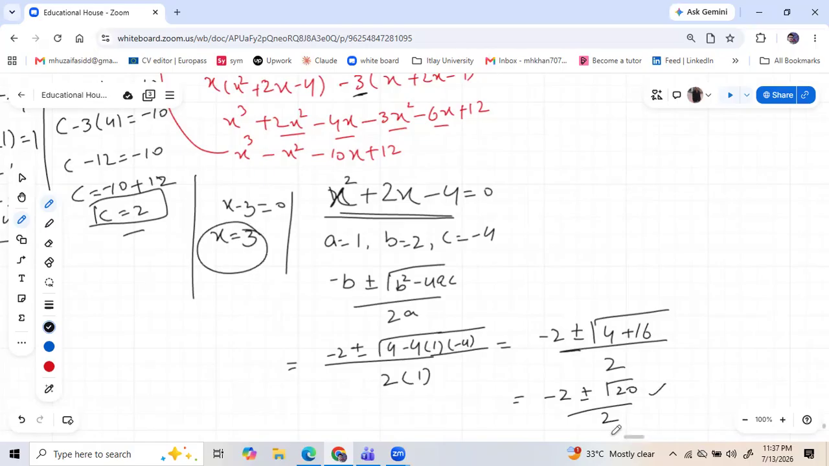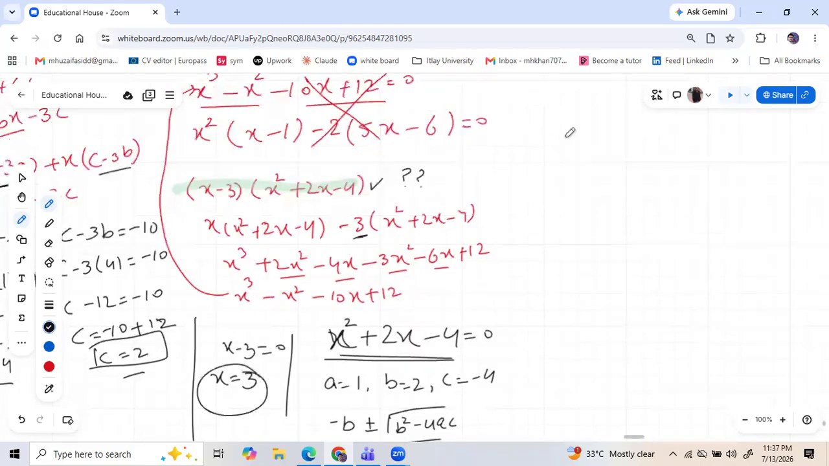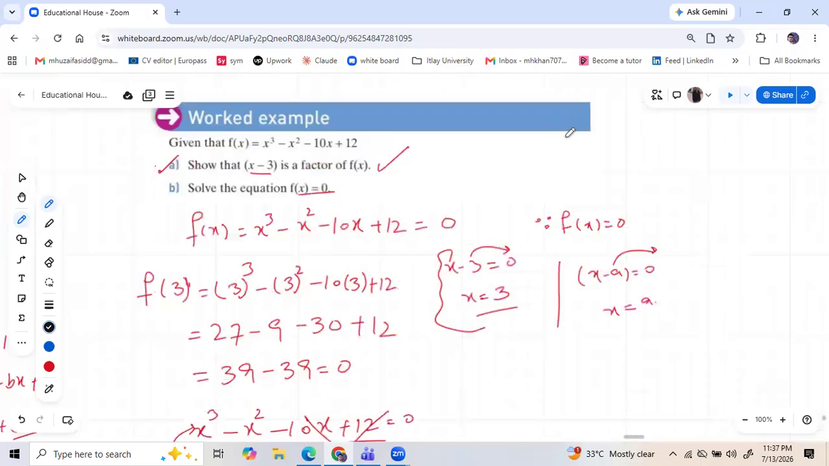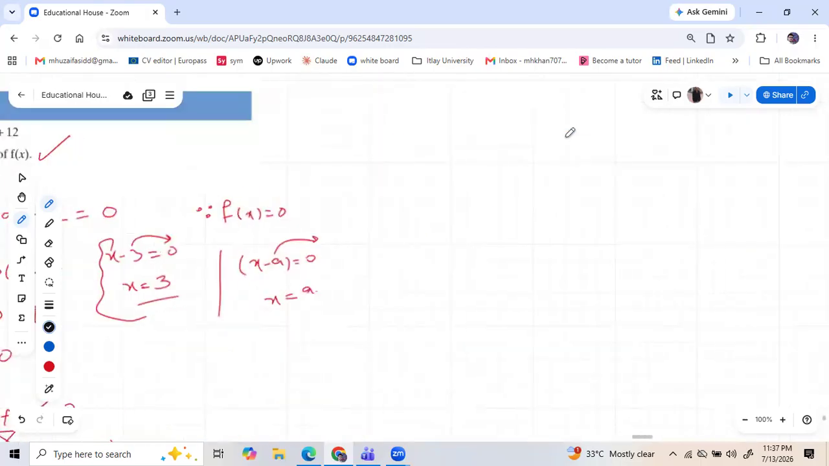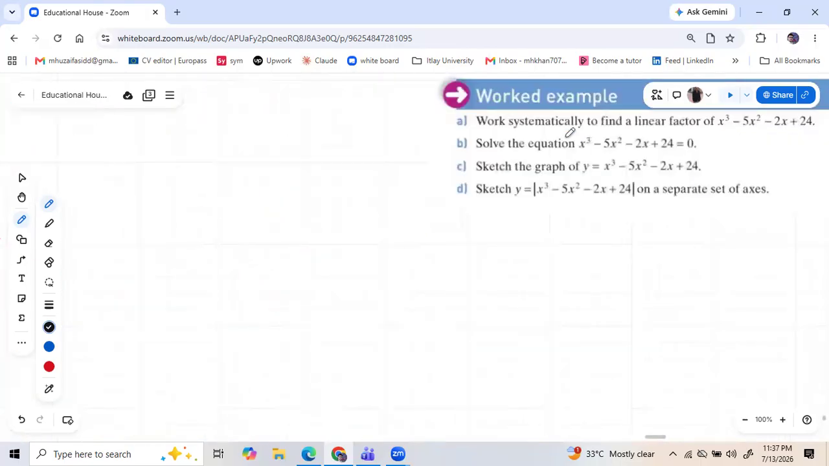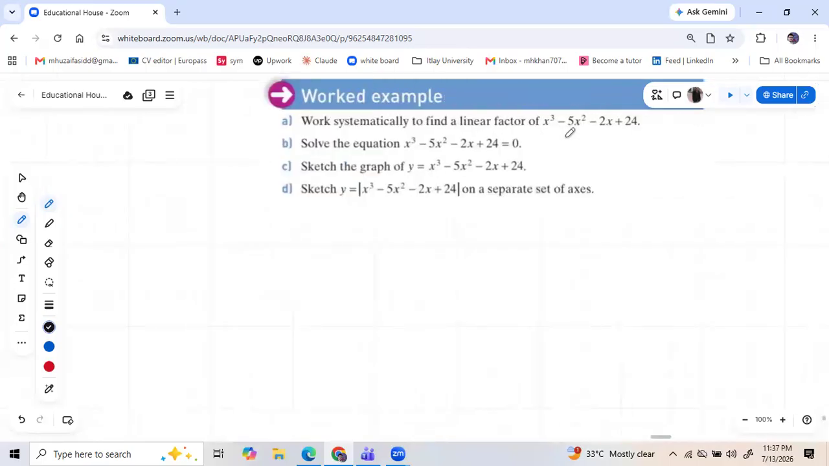Okay, got it? Is there any confusion regarding this one problem? No, sir. Okay, then we are moving to our next problem. Same for this problem.